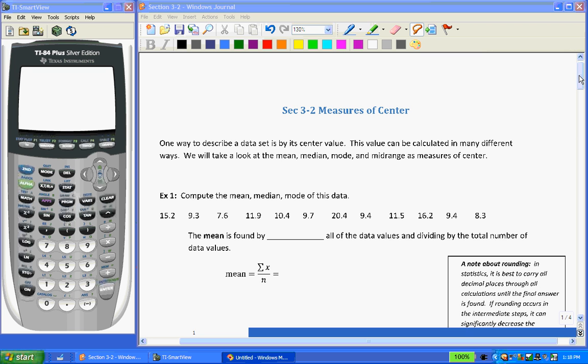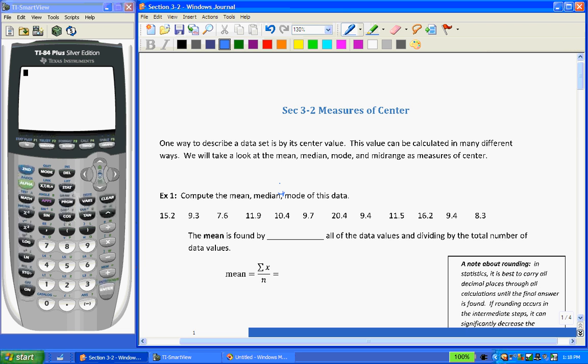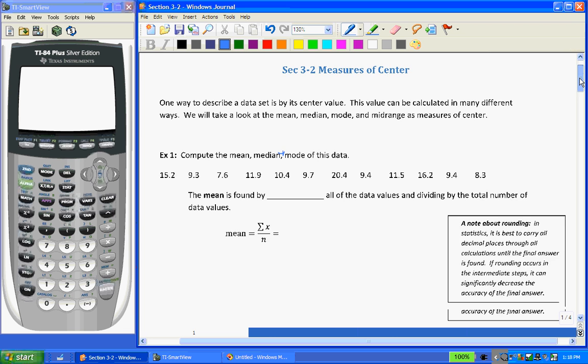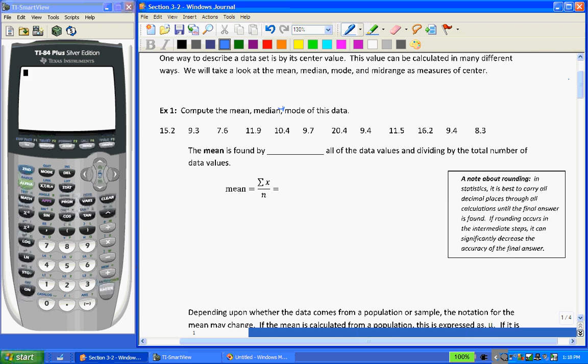Example 1. Compute the mean, median, and mode of this data. So we have this data set, 15.2 as our first value, 9.3, and so on down to 8.3. And first we're asked to find the mean. The mean is found by summing all of the data values and dividing by the total number of data values.